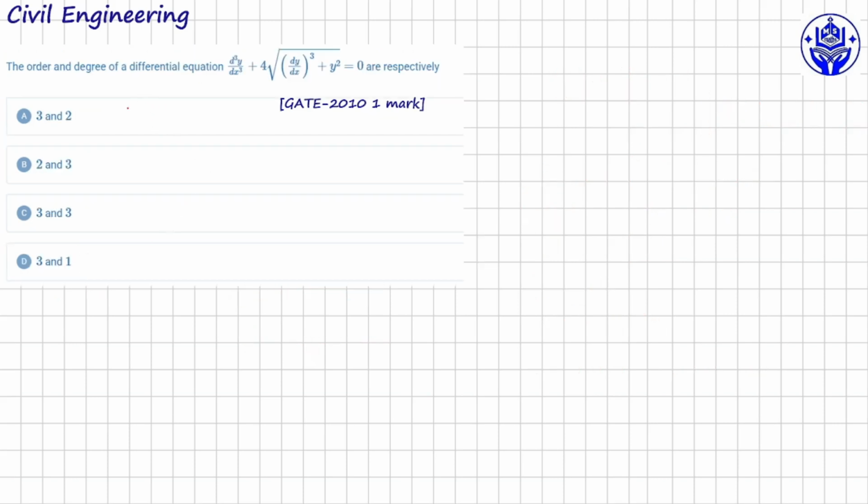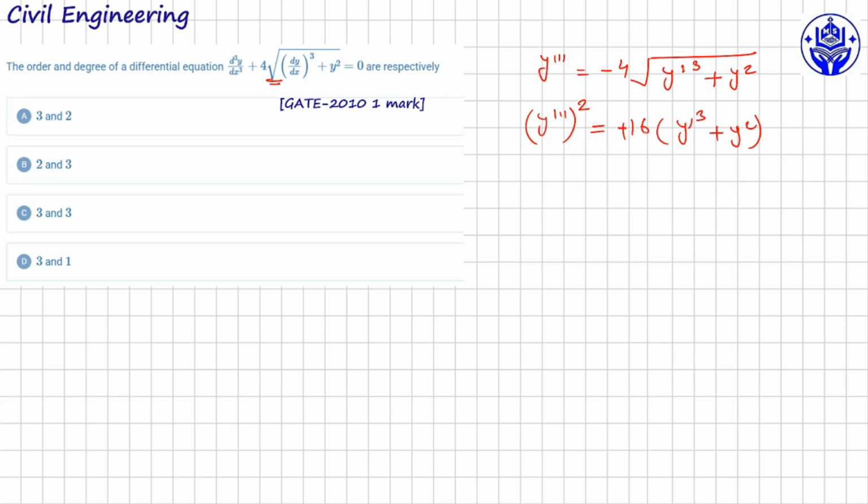Next one, what is the order and degree of this differential equation? For this, first of all, whenever you have this kind of thing, first remove this radical part. How can we remove this radical part? Just like this, y triple dash is equal to minus of 4 root of y dash cube plus y square. Now take the square on both sides. It is nothing but y triple dash square is equal to minus or plus 16, and it is y dash cube plus y square.